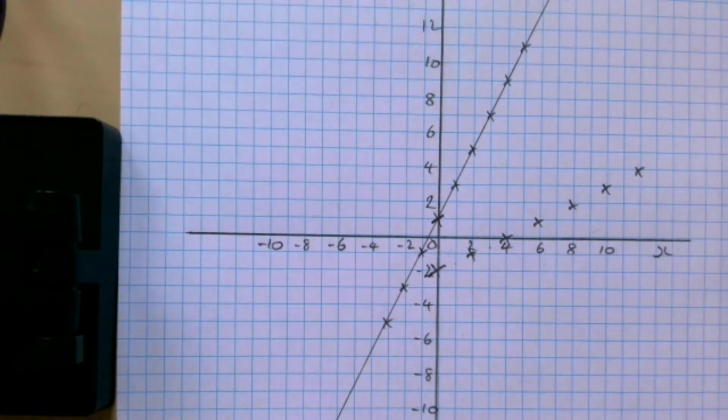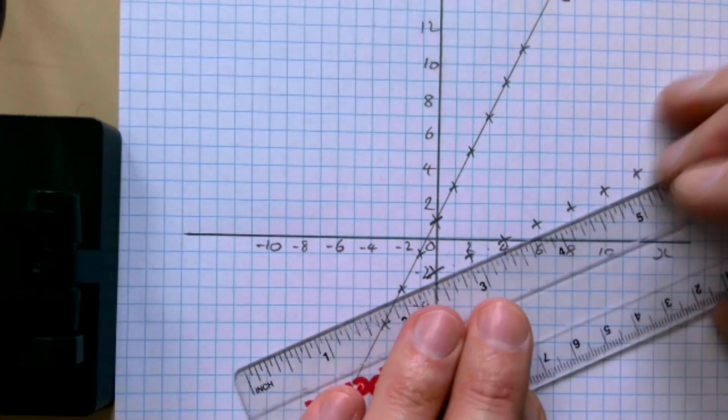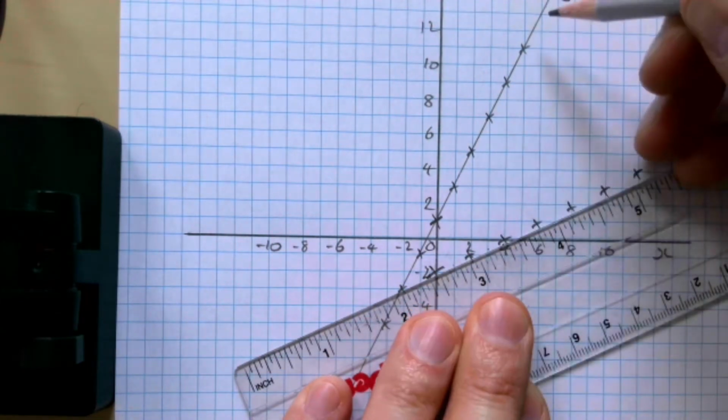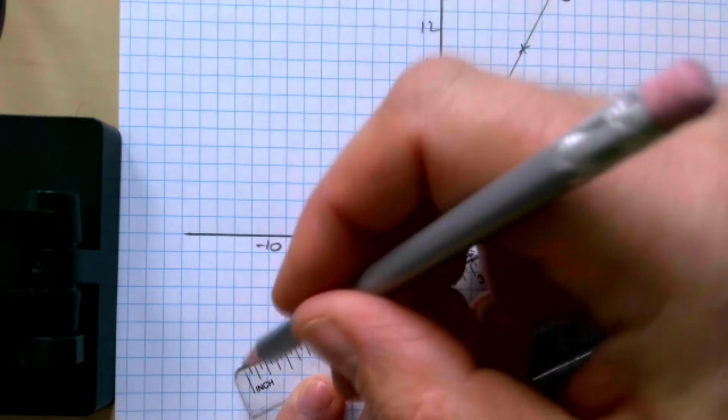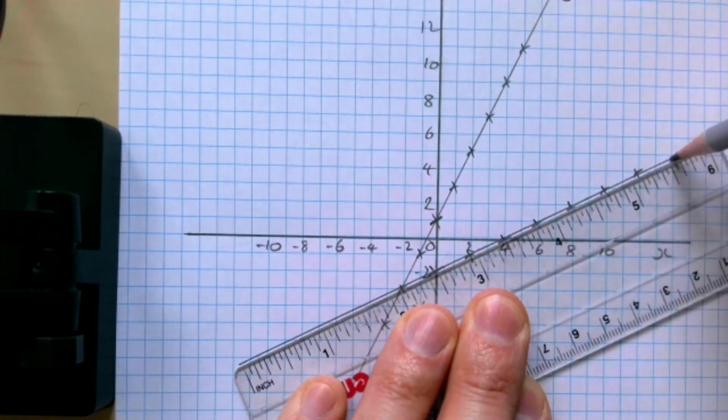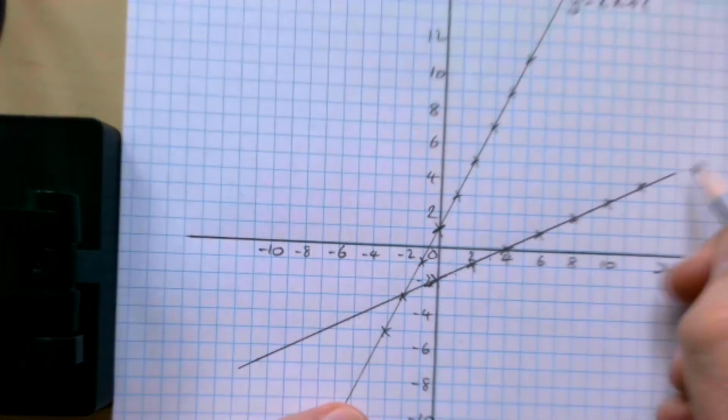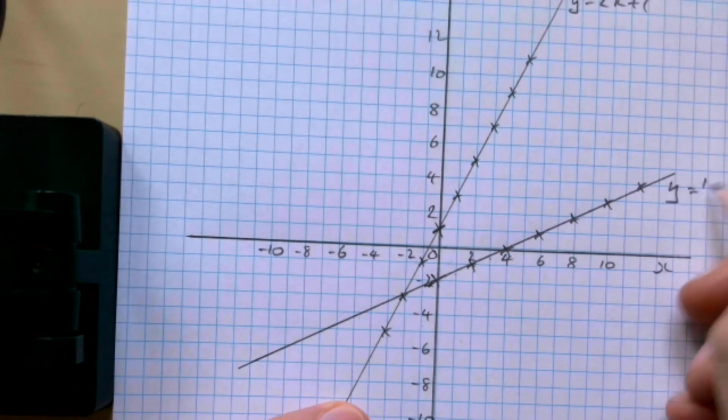That line is a lot less steep than the previous one. The gradient of the previous one was 2, a steeper line than a half, obviously. And the name of this line, I haven't drawn it in there that accurately, but you'll get the idea, is y equals a half x minus 2. You can just about see it there.